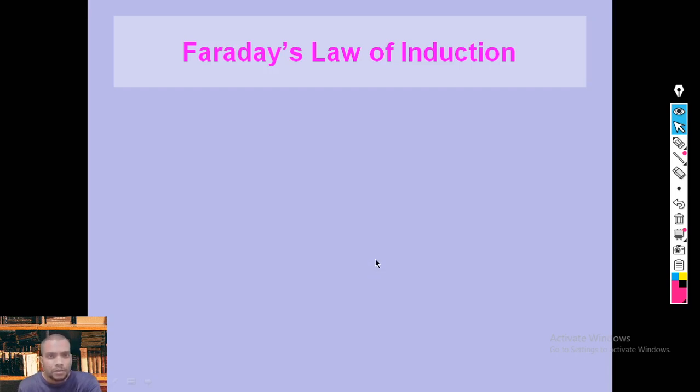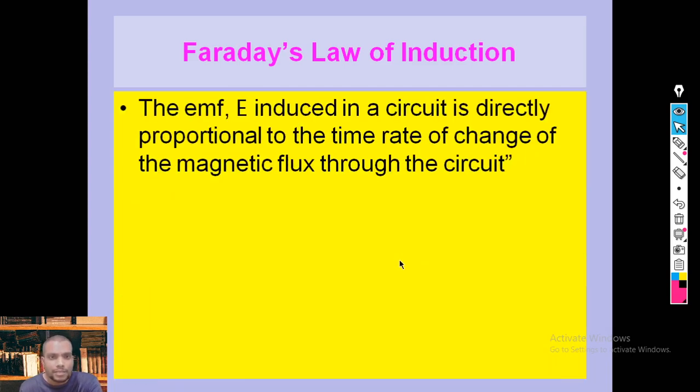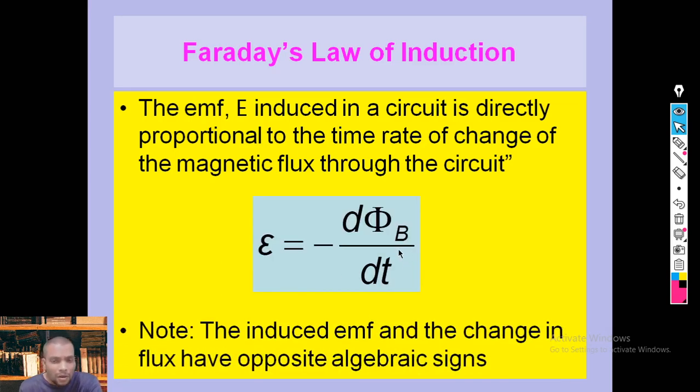We have knowledge about Faraday's laws of induction, electromagnetic induction. This law says that the EMF E induced in a circuit is directly proportional to the time rate of change of the magnetic flux through the circuit. As a formula, we can write EMF E equals negative d phi sub B by dt, where phi B is the magnetic flux, which goes as BA cos theta.